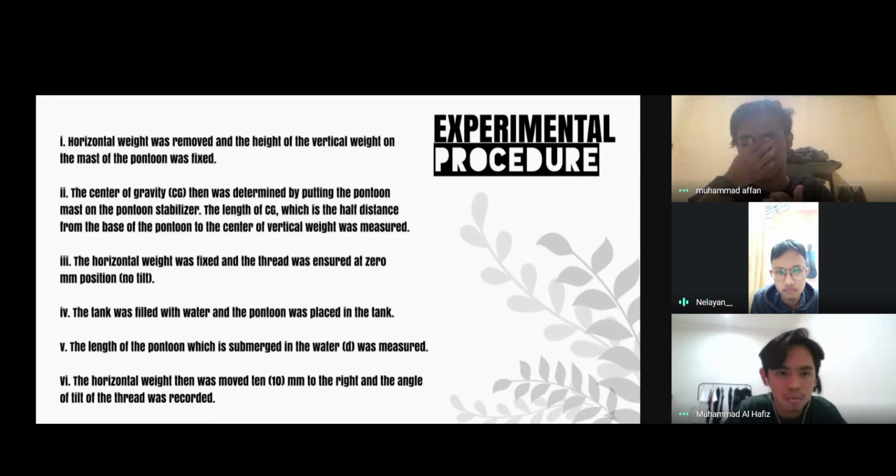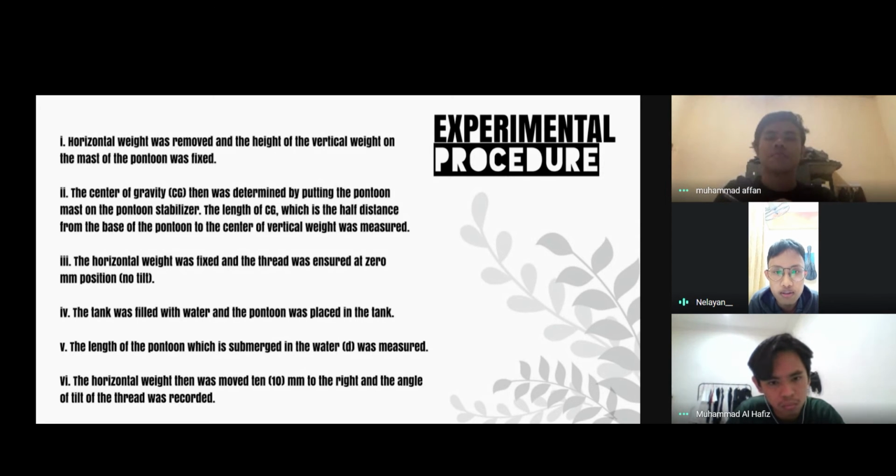Number 1. Horizontal weight was removed and the head of the vertical weight on the mass of the pontoon was fixed. Number 2. The center of gravity then was determined by putting the pontoon mass on the pontoon stabilizer. The length of center of gravity, which is the half distance from the base of the pontoon to the center of vertical weight, was measured. Number 3. The horizontal weight was fixed and the thread was ensured at 0 millimeter position, which is no tilt.